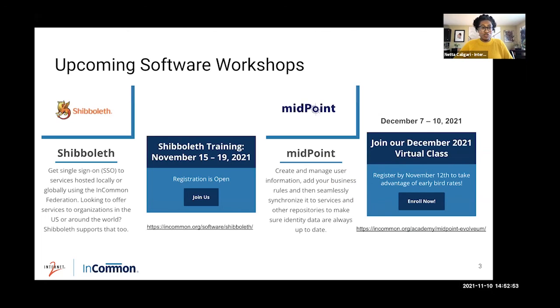Coming up toward the end of the year, we have a couple of software workshops. If you've been interested in deploying some of our software and would like some assistance, we can help and walk you through it. We have our Shibboleth training November 15th through 19th. Registration is still open, so if you're interested in deploying that for single sign-on, please sign up on our website. We will also have a midpoint training later this year, and we still have the early bird rates going, so you can get a little discount for signing up early. That workshop will take place December 7th through 10th. Check it out and let us know if you're interested.